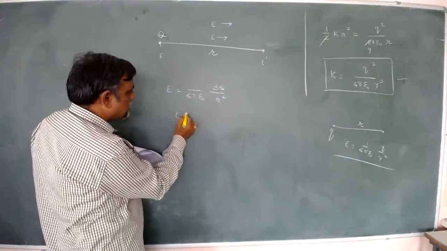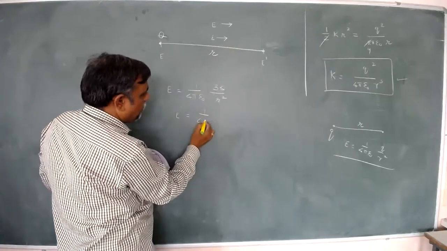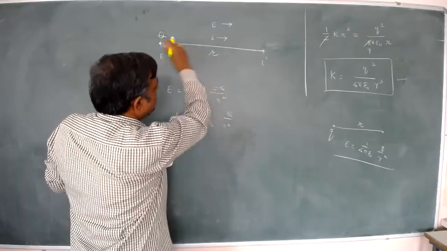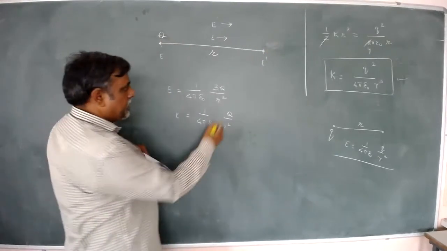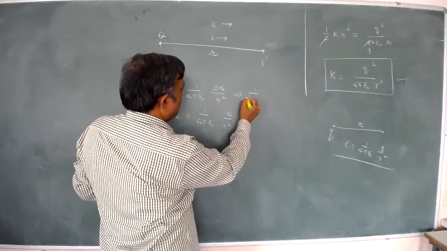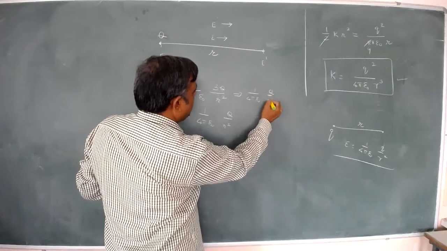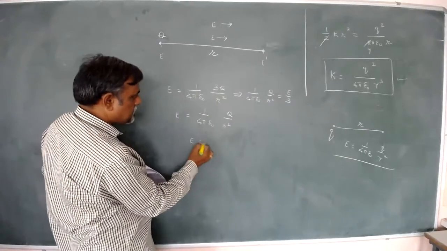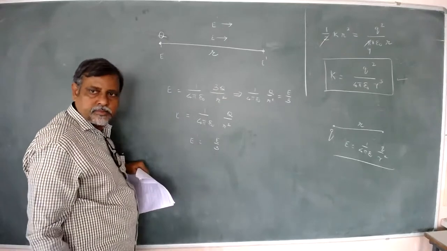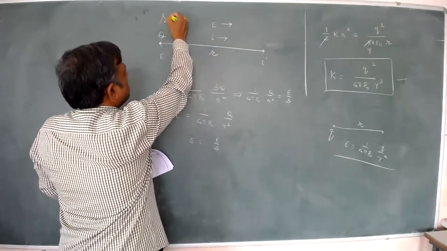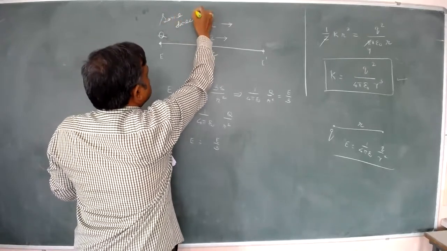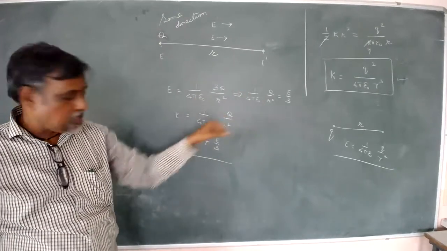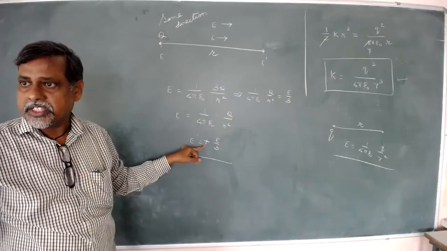So E dash, how do you write? Here this distance, that is 1 by 4 pi epsilon naught due to this Q here. So Q by R square, plus means outward. So from here, this 1 by 4 pi epsilon naught Q by R square is equal to E by R. So what is this? E dash is E by 3. Both E dash and E are in the same direction. When both things are in opposite directions, negative. Yes or no?